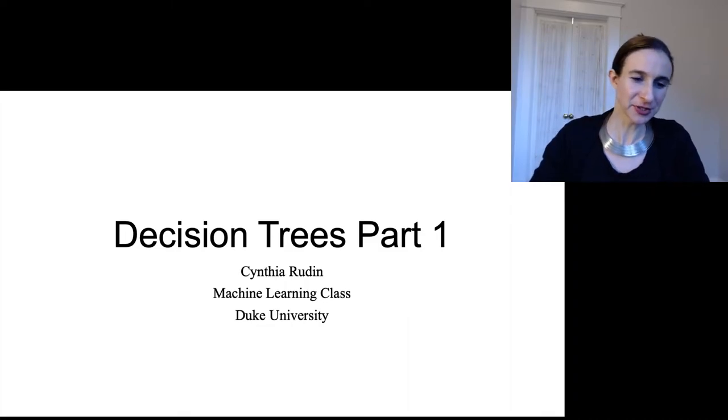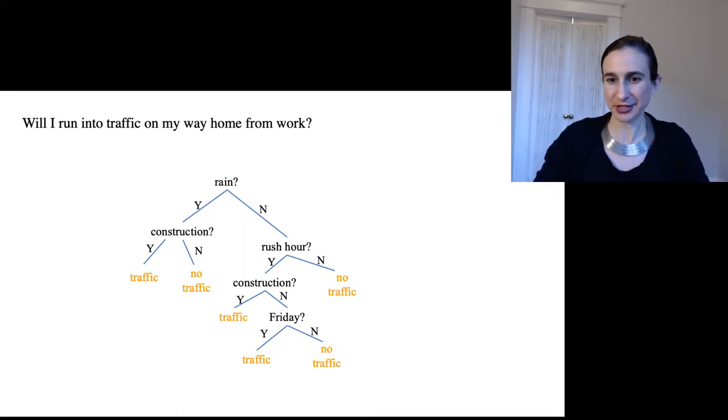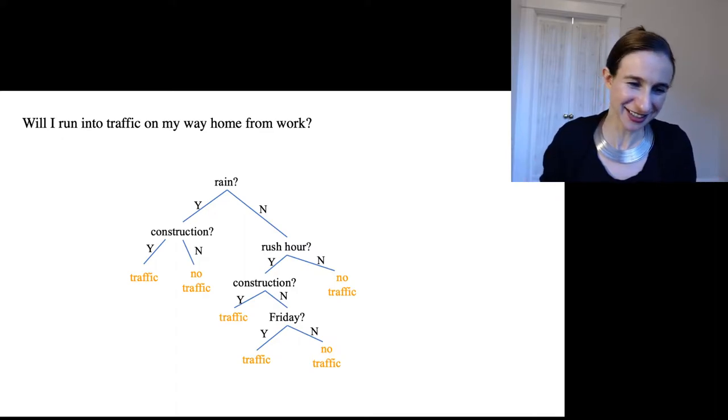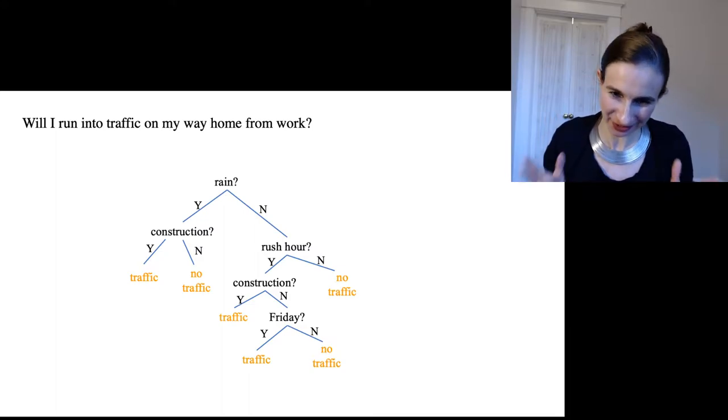Okay, so this is the first of several lectures on decision trees. This is an example of a decision tree. This is just a little tree that predicts whether I'm going to run into traffic on my way home from work.